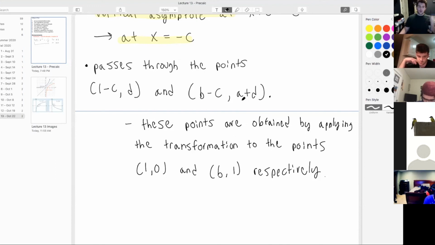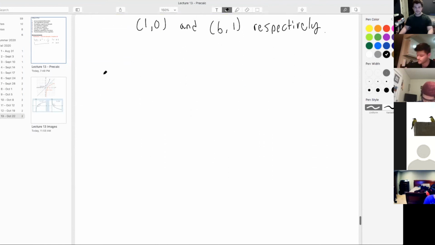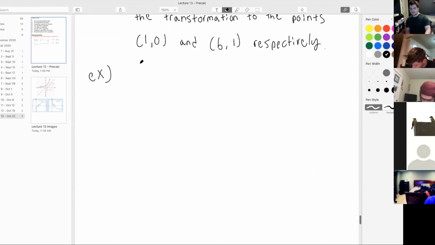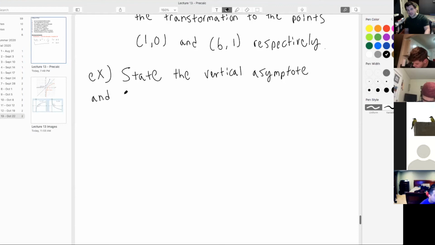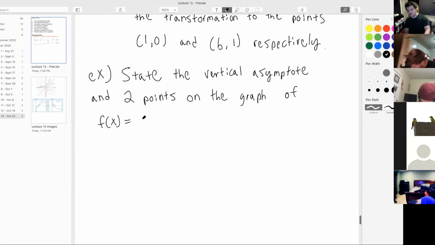All right, so we just have one example, and then we will be finished, okay? So, example. State the vertical asymptote and 2 points on the graph of f of x equals 2 log base 5 of x plus 4 plus 5, and then sketch its graph.